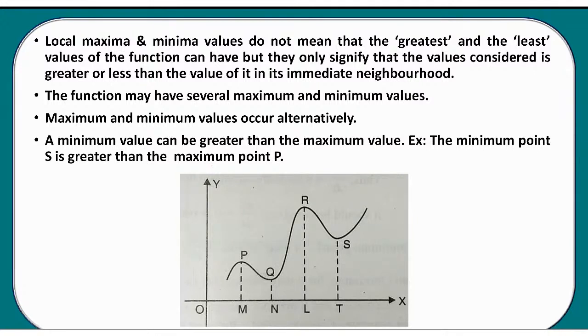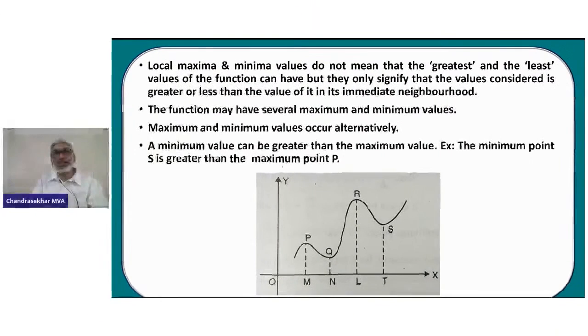Here, a function can have any number of maximum and minimum values. That means a function can have any number of turning points. If you observe this graph, you have points P, Q, R, and S. All these points are turning points. And if you observe this curve, again, these turning points occur alternatively. That means two maximum points or two minimum points do not occur consecutively, successively.